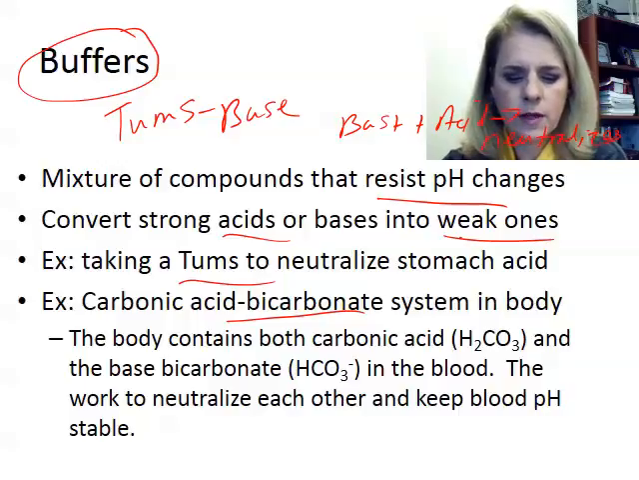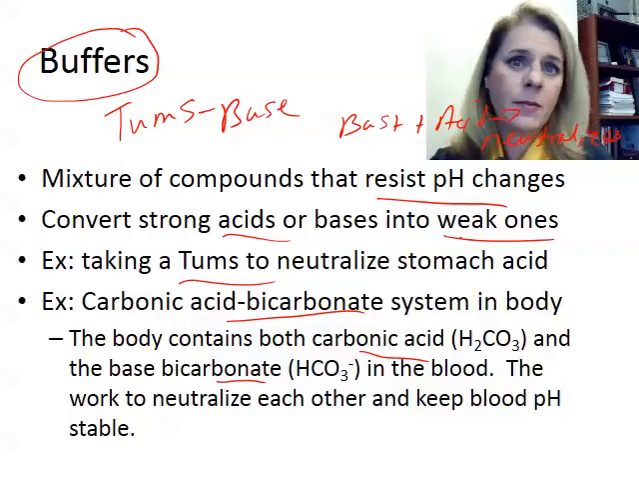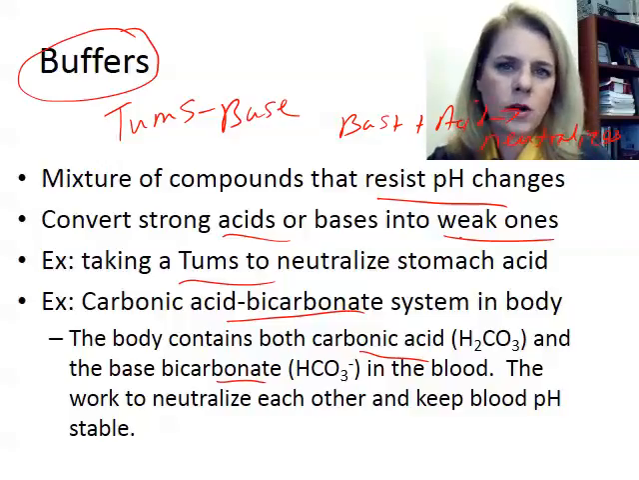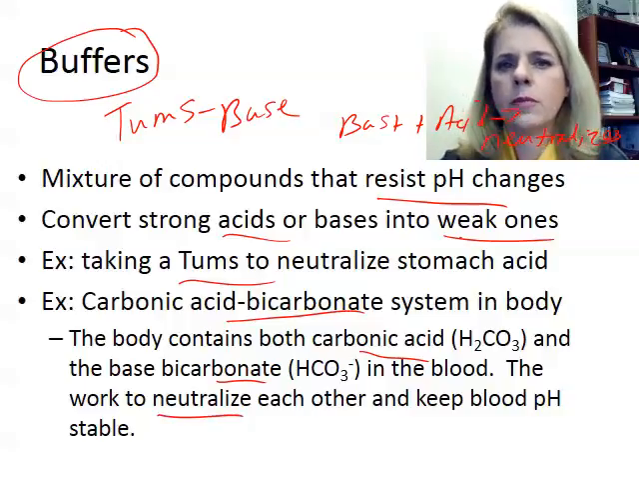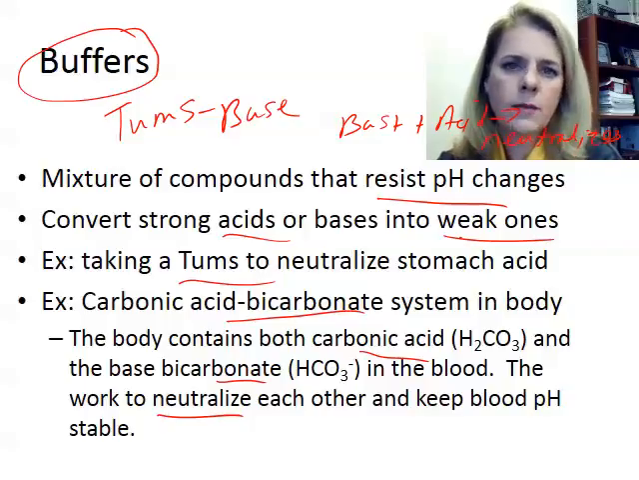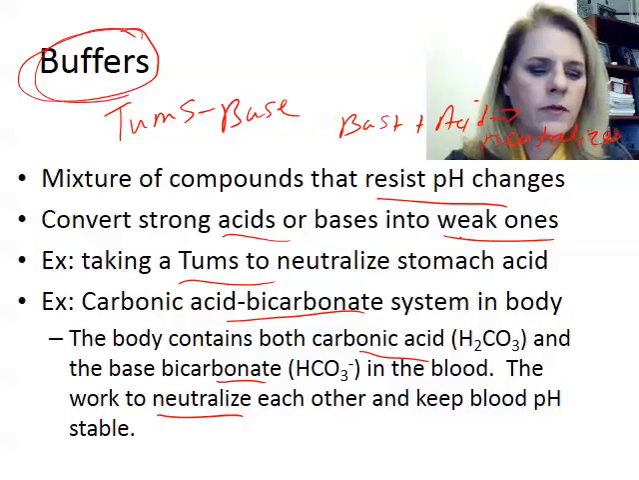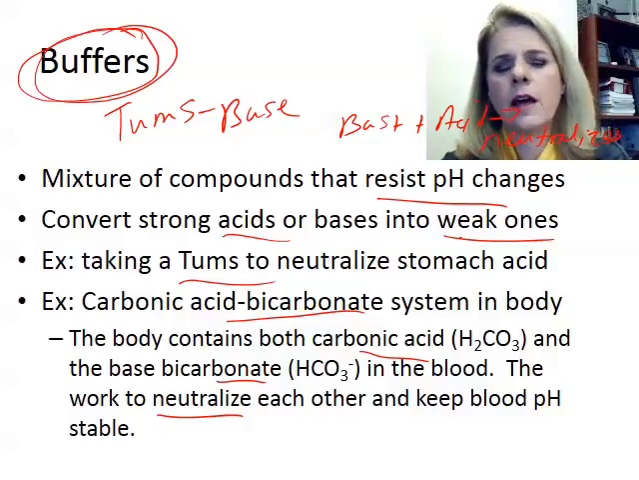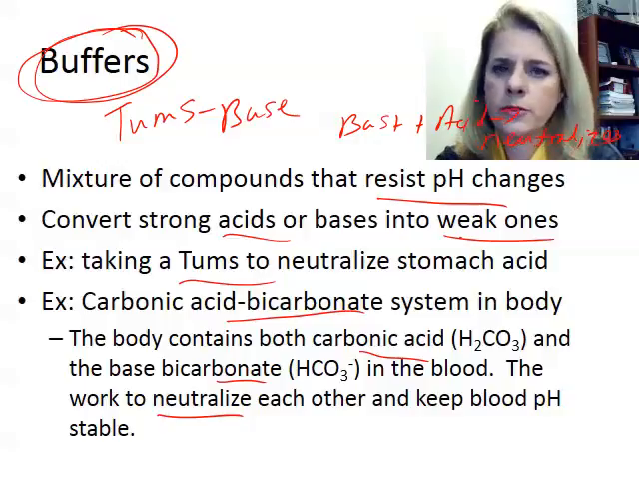It's a buffer system. Our blood has carbonic acid and bicarbonate, so you have an acid and a base in the blood. They are going to work against each other to neutralize each other and keep your blood pH stable. Again, we're going to talk about buffers when we get into our second semester as well. But we do have buffers in our body, in our blood, to help neutralize and maintain that steady pH of 7.35 to 7.45, as long as everything else is going okay in our body, as long as we're not having respiratory or metabolic issues.